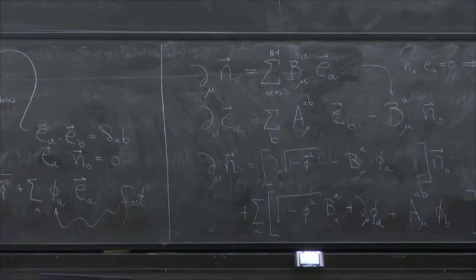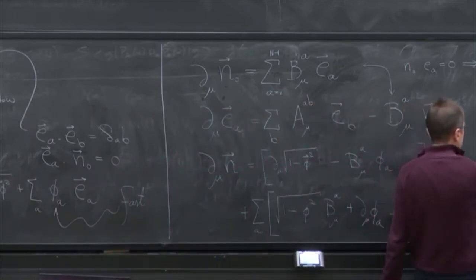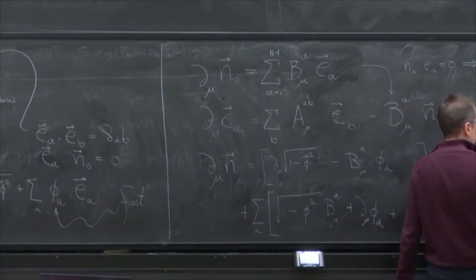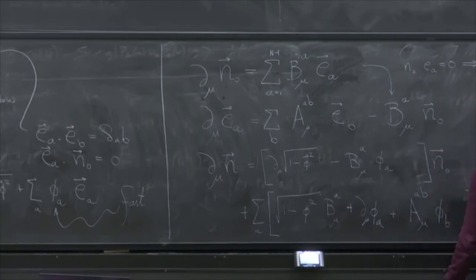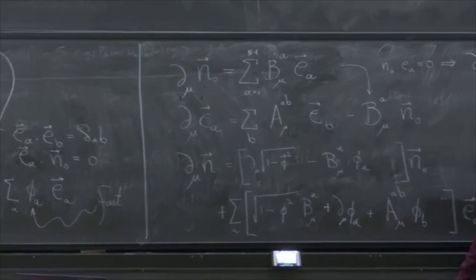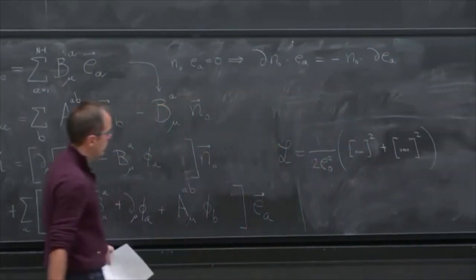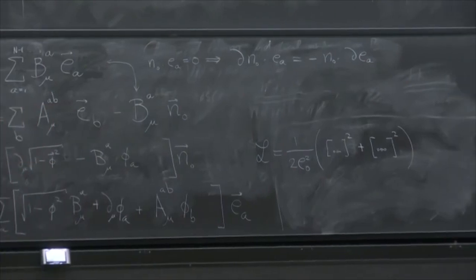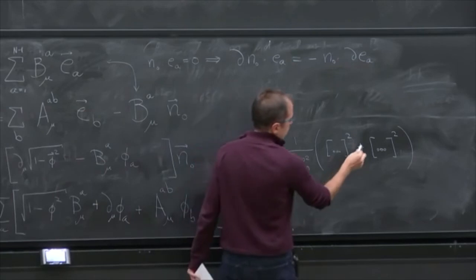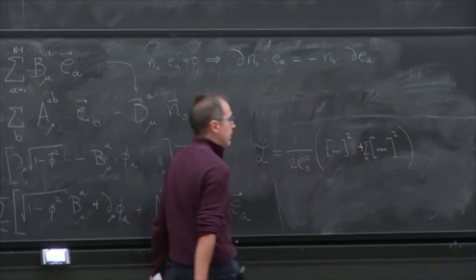Cool. Now this is very good. We are done now because now our Lagrangian is of course just 1 over 2 E0 square times the first square bracket square plus the second square bracket square. You agree? Because N dot E0 is equal to 0, so I just square the first one and I square the second. Or more precisely, I sum over A the second one squared.